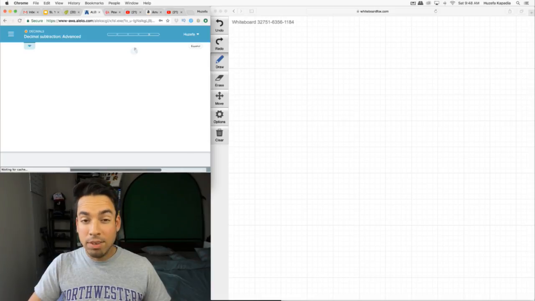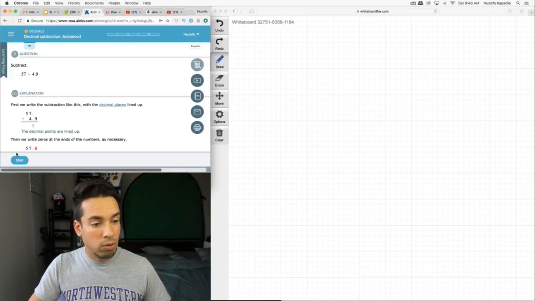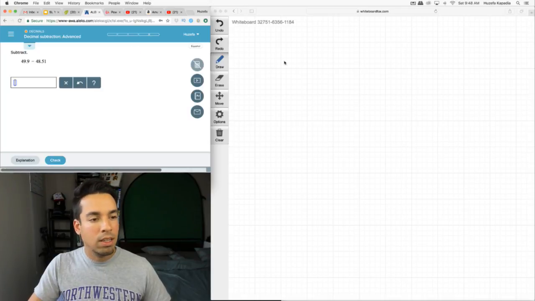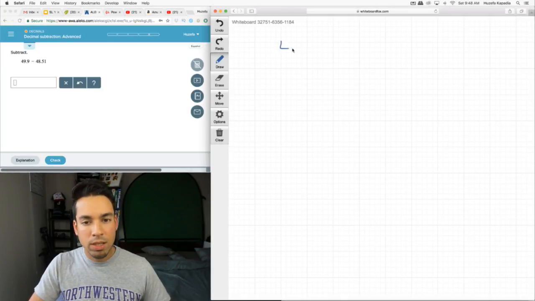Decimal subtraction advanced. I wonder, maybe this is 3 digits or 3 numbers? No, I don't know. Okay, so again, we want to line these up, and it's all about the dot, right? And every number has a dot. It just may not be visible. So if we line it up nicely, we're going to be good to go.